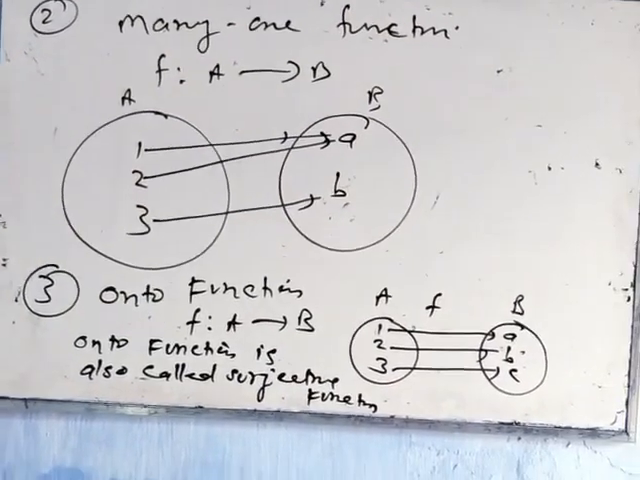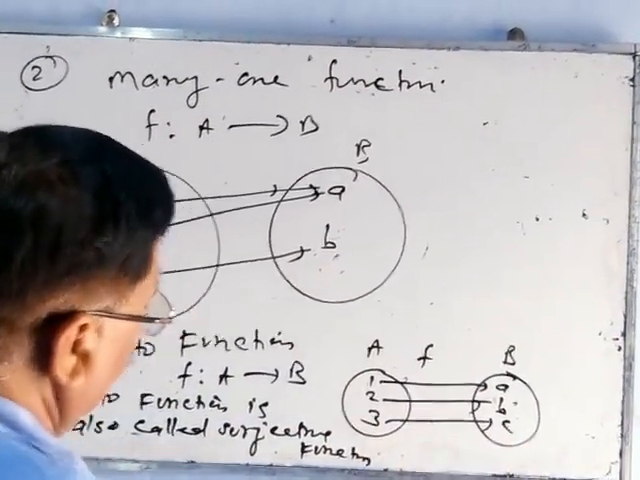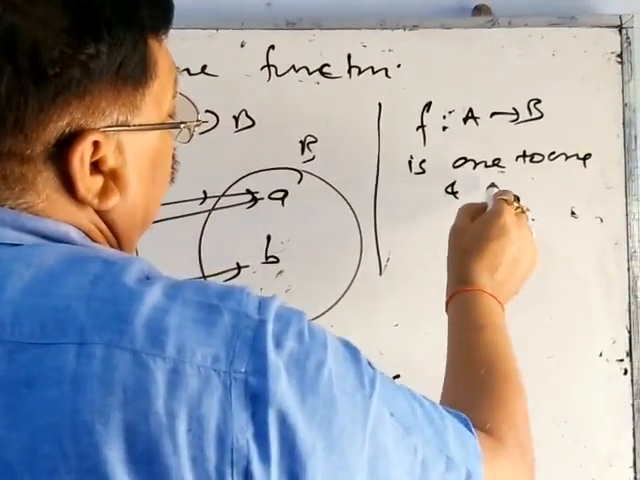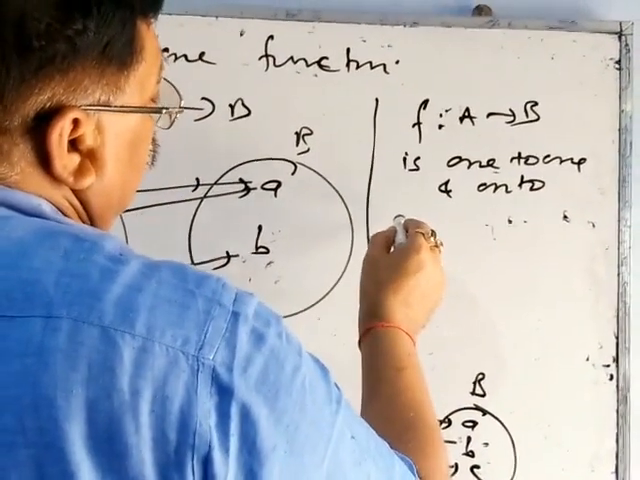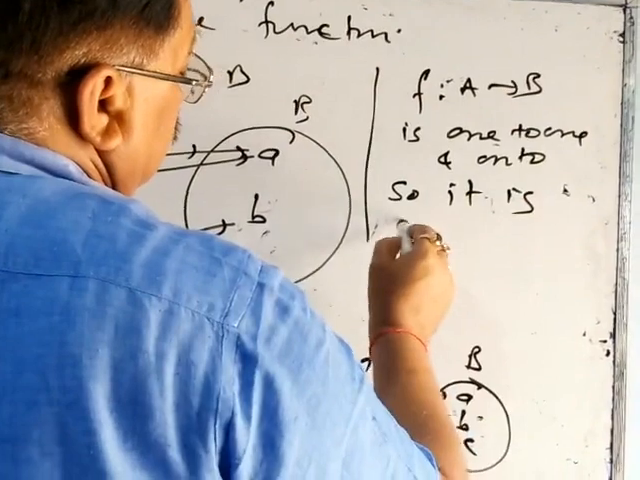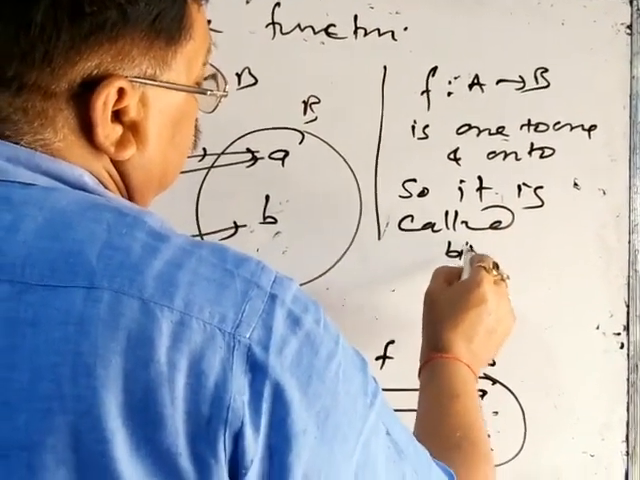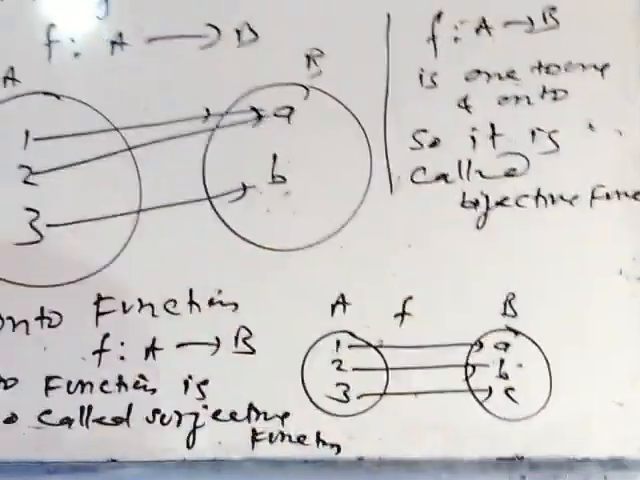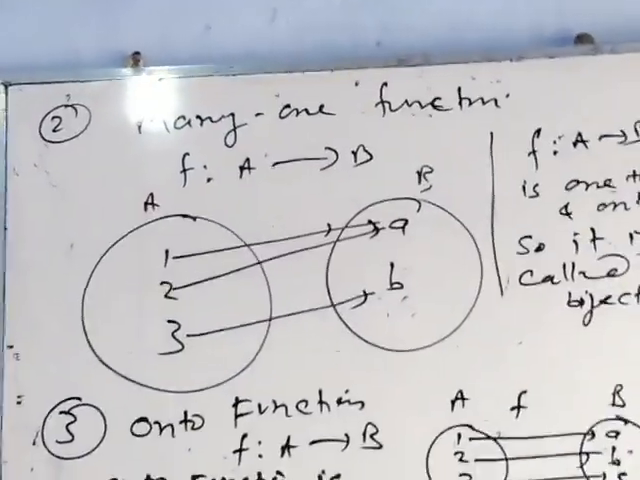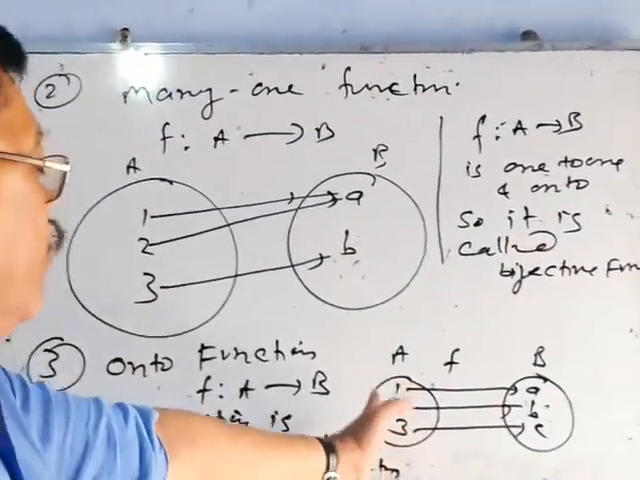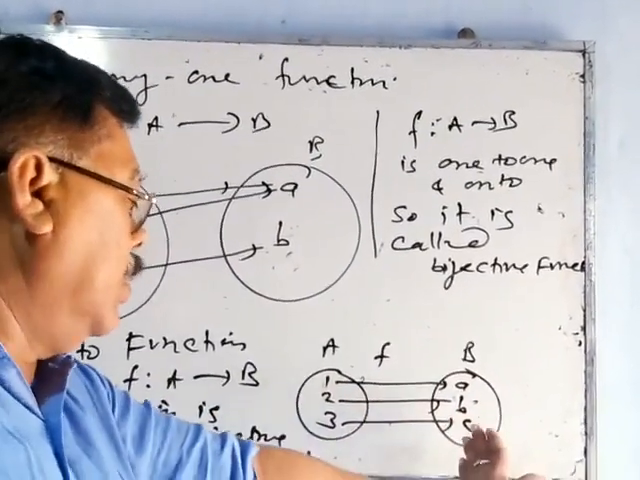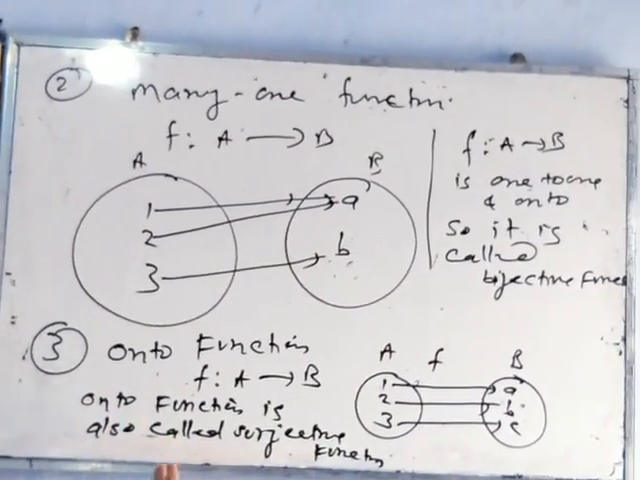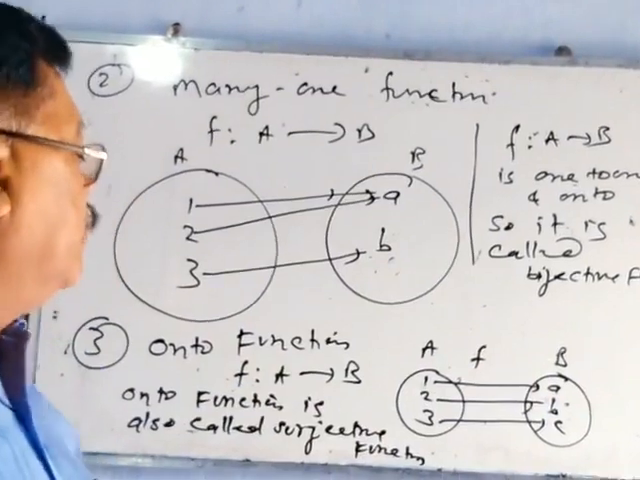So this function is one-one and onto, so it is called a bijective function. Injective plus surjective is equal to bijective. So it is a one-one function and it is onto also. It is called a bijective function because it is injective and surjective.